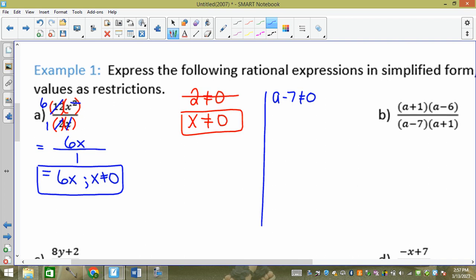Then we have a plus 1 can't equal 0. And I need to solve them. What do I do here? Add. Yeah, a can't equal 7. And a can't equal -1. And they often write them together as can't equal 7, comma, -1. And I'm always going to write that in the end.